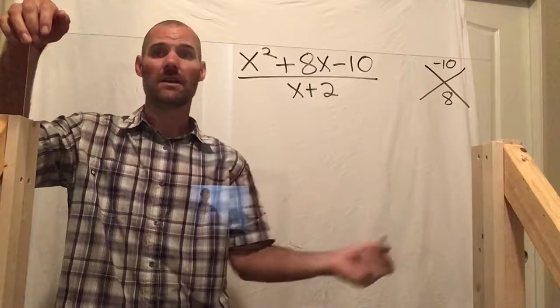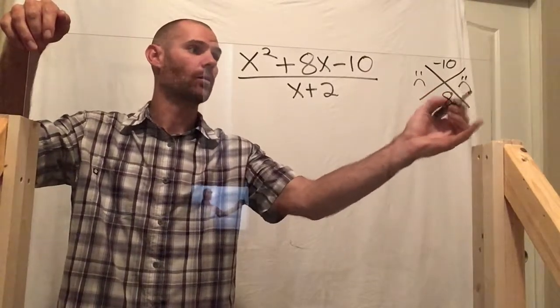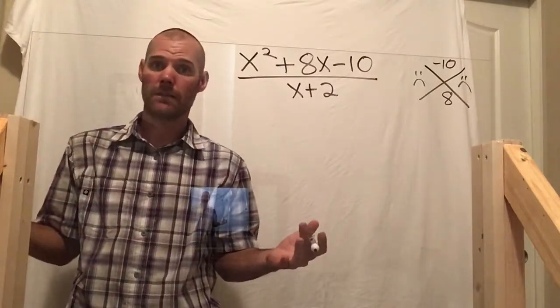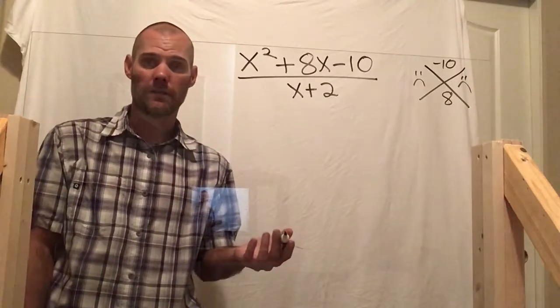I could flip my negatives, but basically there's not going to be anything that works. It's not going to factor. So now we need a new method. What I'm going to do is basically apply long division.